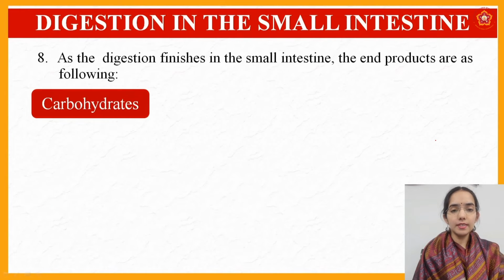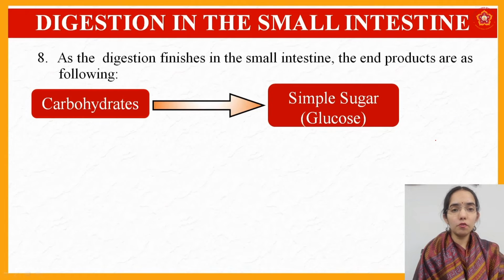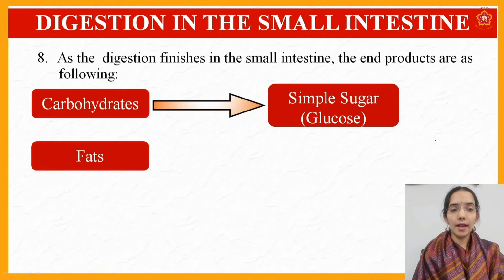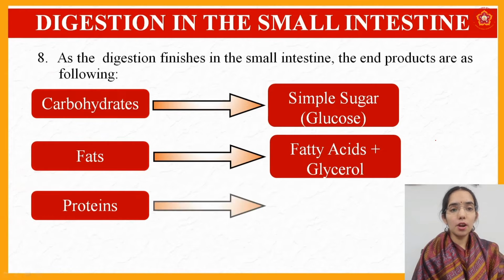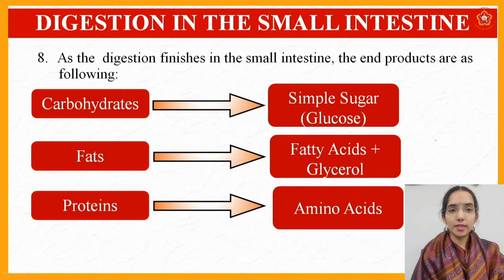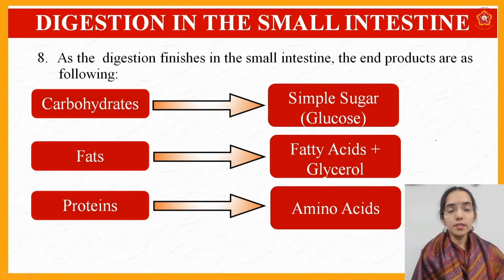Carbohydrates basically get converted into simple sugar, for example, glucose. So the end product of carbohydrate digestion is glucose. Then fats: the end products of fat digestion are fatty acids and glycerol. The end product of proteins is amino acids. So students, the digestion is now complete in our small intestine.